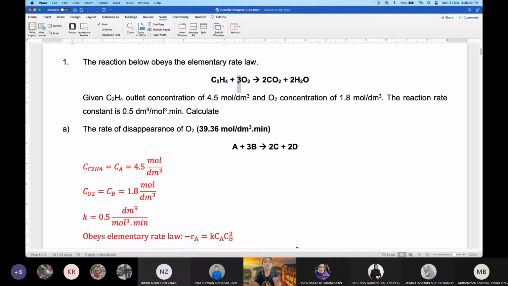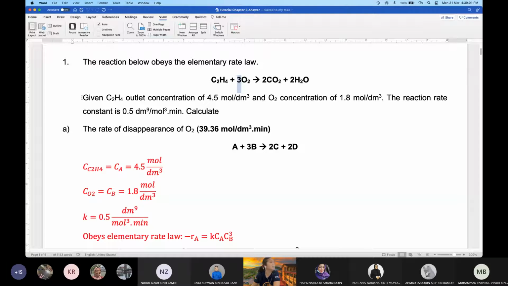So the reaction order, you just look at the stoichiometric coefficient, you just take the number, and that will be the reaction order. Okay, so done. That's the first part of the question. From that first sentence, you can already come out with the rate law. So we already know the reaction order.